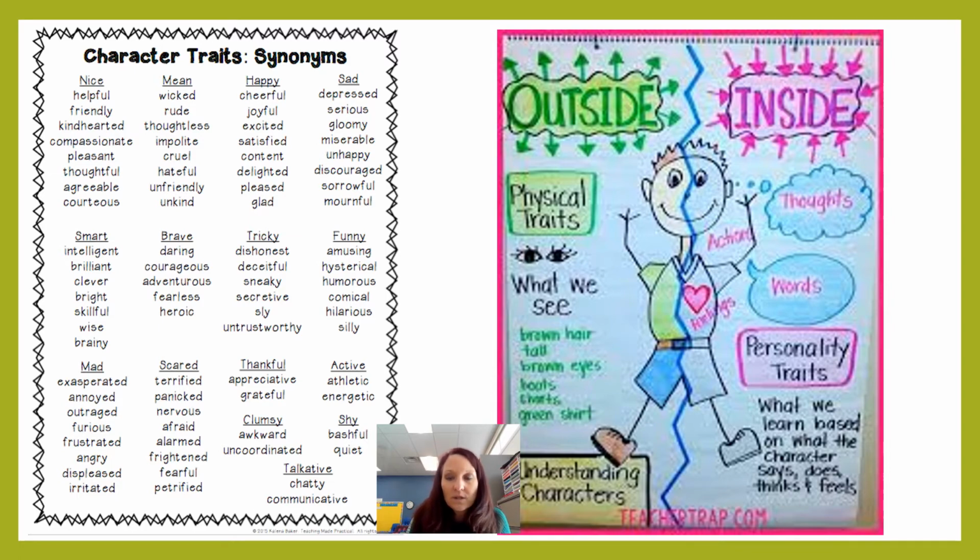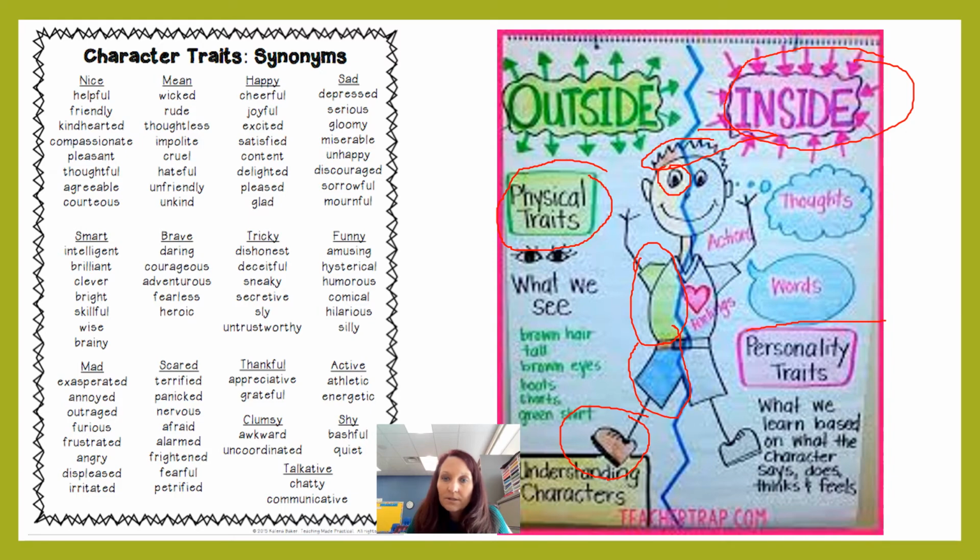That's what we see with our own eyes. Like in this example, you would see that this person here has brown hair, they're tall, they might have brown eyes, they have boots on, they have shorts on, and a green shirt. So those are called physical traits. Those are the kind of things that we can describe about the way a person looks, that we see on the outside. However, the traits on the page next door are these inside traits.